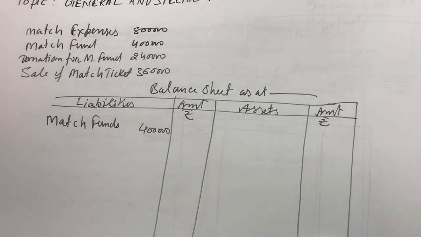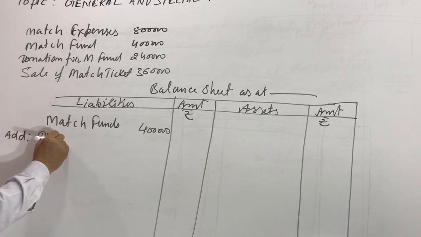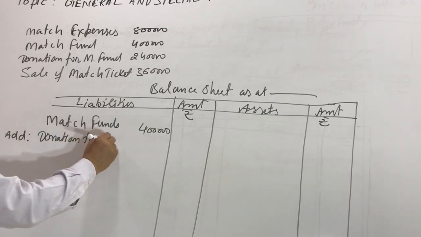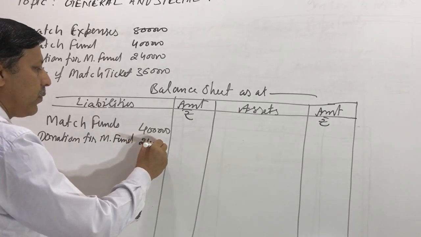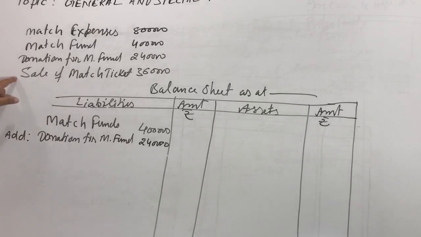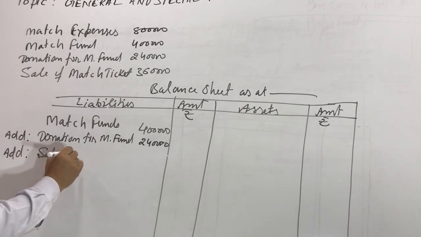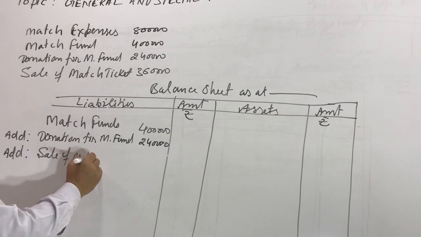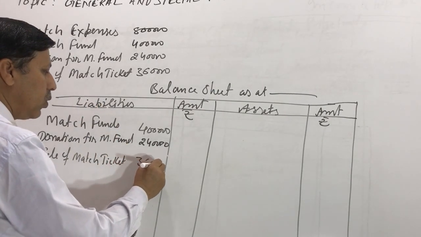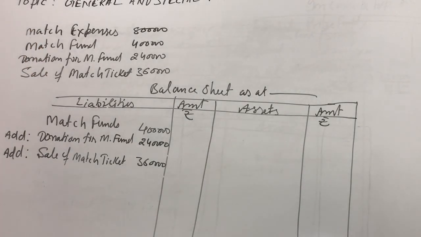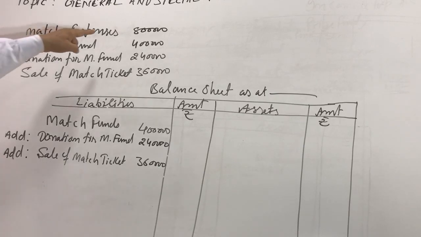4 lakh. Match fund. Now next item, any income related to this fund, donation for match fund, it will be added. Add donation for match fund, that is 2,40,000, right? Next is sale of match ticket, it increases this fund. Sale of match ticket 3,60,000. Total revenue we receive regarding this, that is total. Now match expense, that is 8 lakh, it will be deducted.